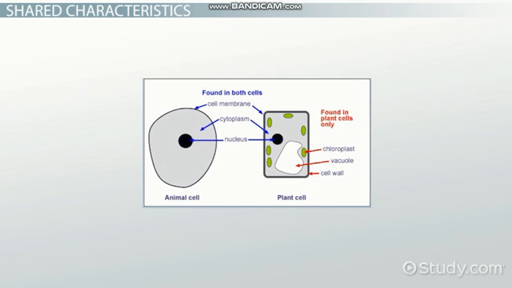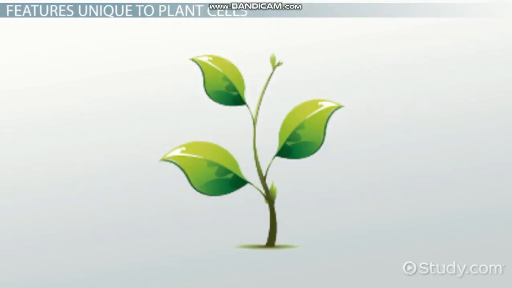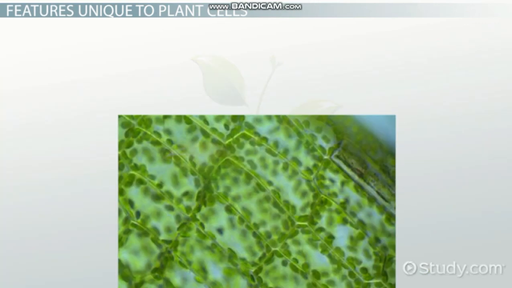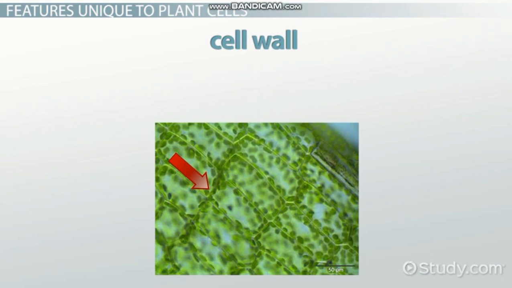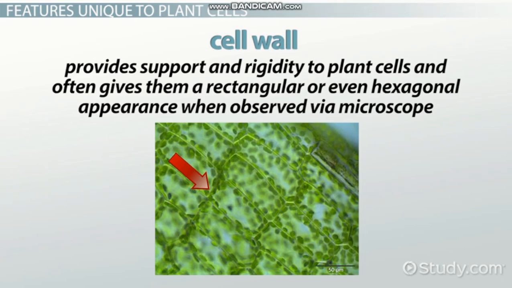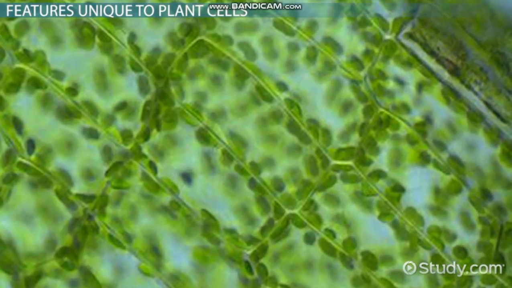Now let's examine the unique features of each cell type. How are plants able to stand upright? Credit for that ability goes to the cell wall, which surrounds the membrane of all plant cells. The cell wall provides support and rigidity to plant cells, and often gives them a rectangular or even hexagonal appearance when observed on a microscope. Plant cell walls can be several micrometers thick.